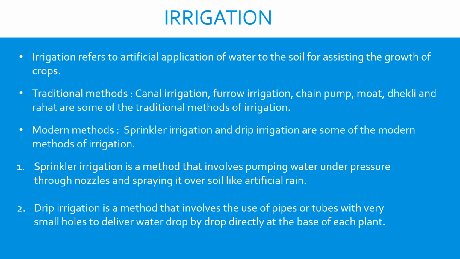And drip irrigation is a method that involves the use of pipes or tubes with very small holes to deliver water drop by drop directly at the base of each plant. I will show you the picture so that you can understand clearly.